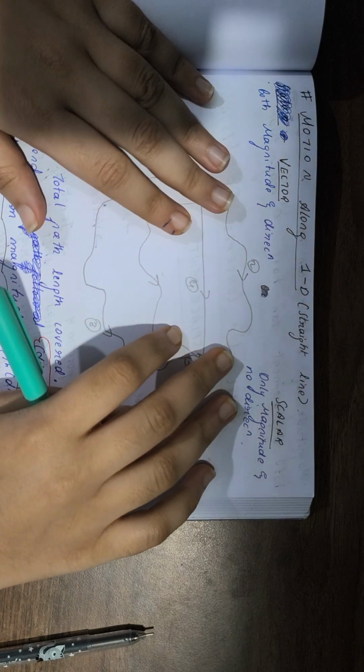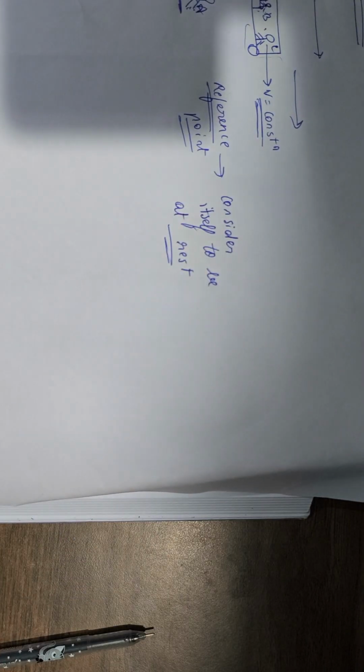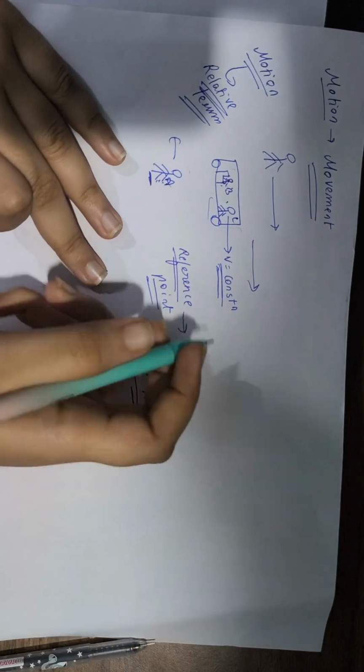Now, motion. Now see, what is the simplest form of motion? First, you need to know that. The simplest form of motion is motion in a straight line.